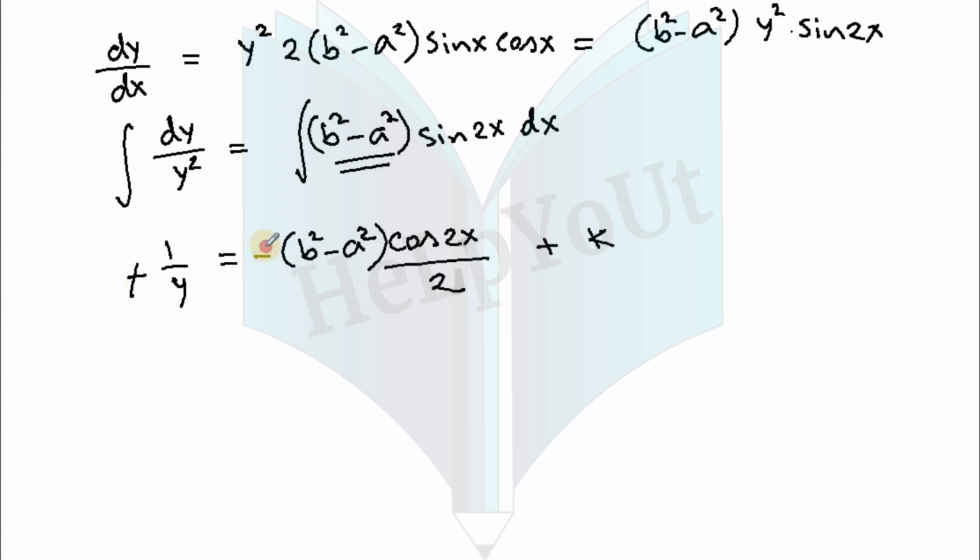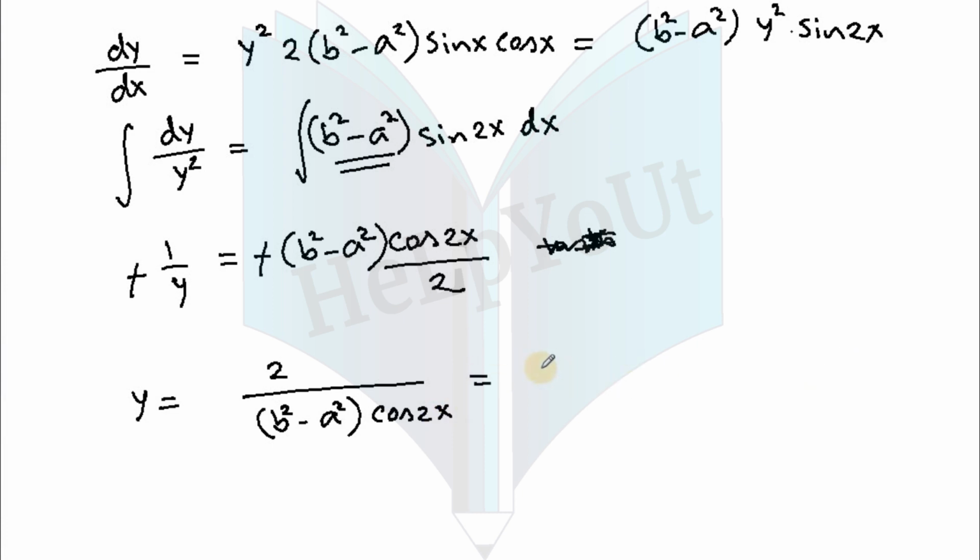From both sides I can cancel this negative, and y becomes, let's just delete the k from here. So y equals 2 divided by b square minus a square divided by cos 2x, or I can write it as 2 by b square minus a square, and this becomes sec 2x.